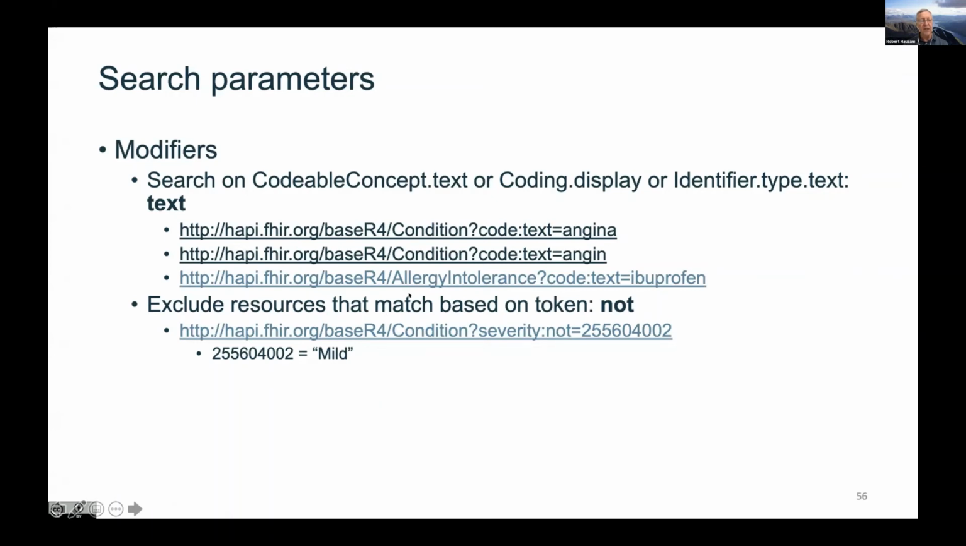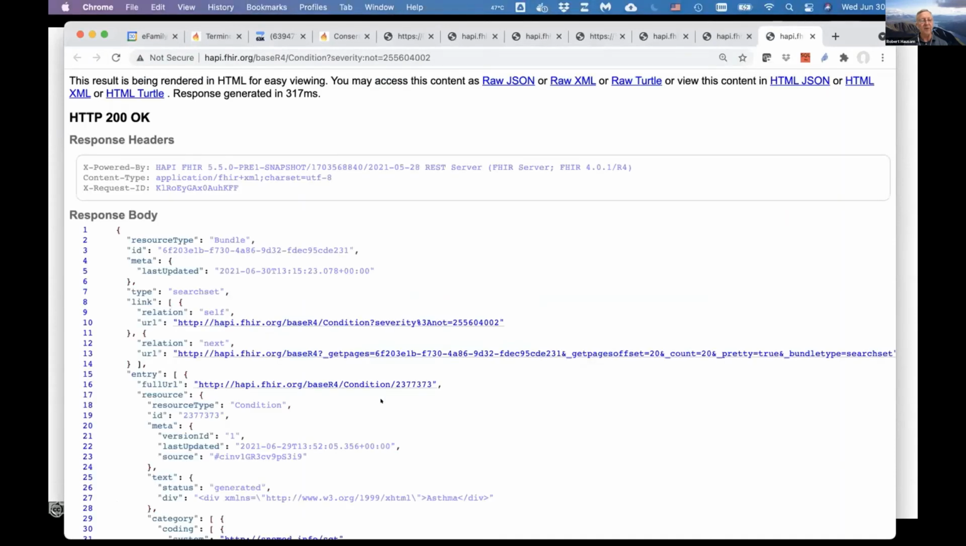In addition to the text modifier, there's a modifier for not, the not token. This one would say that your severity is not a particular code. This particular one, 255604, is for mild, and we want any resources that have a severity that's not mild. So if I click on that, let's see what we get.